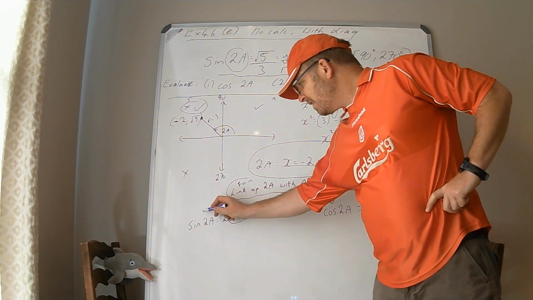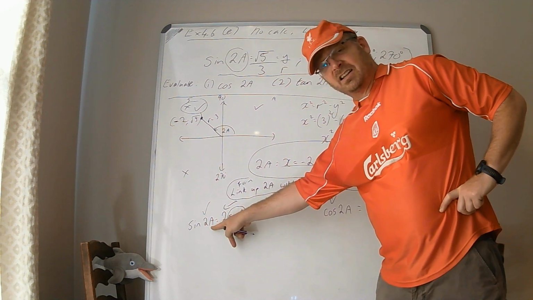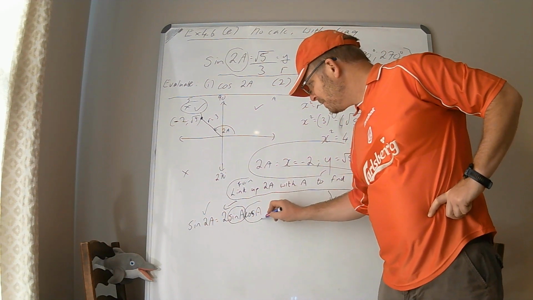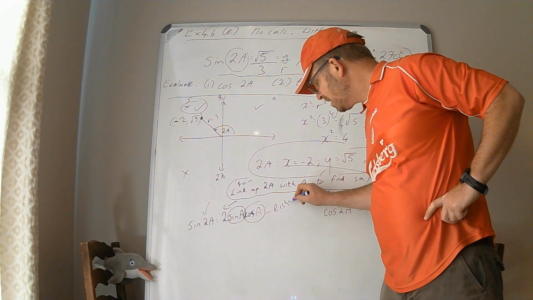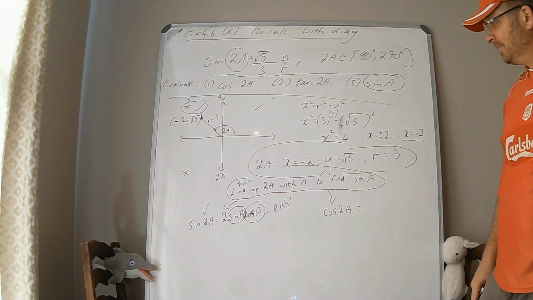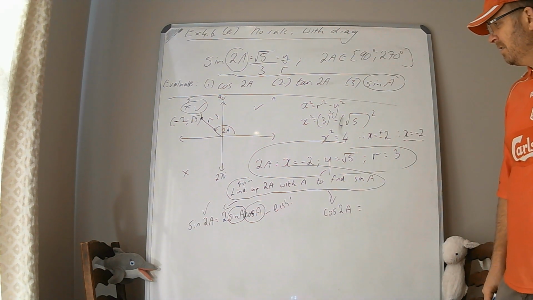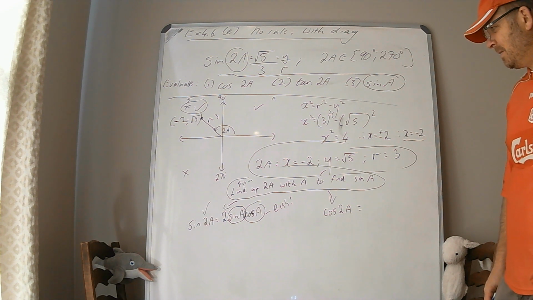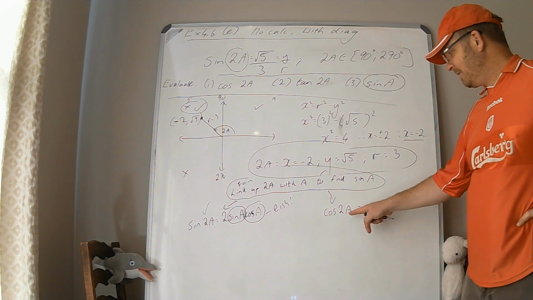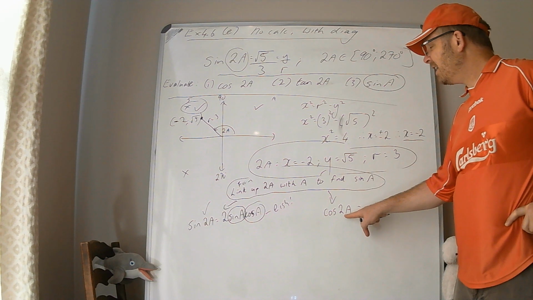Well, it's fine because we've got sine 2A, that looks good. The problem-ish is that we don't know what cos A is. Okay, so we could go a long way around and do it that way, but it's a bit of a mission. A far easier way is to say, okay, cos 2A.